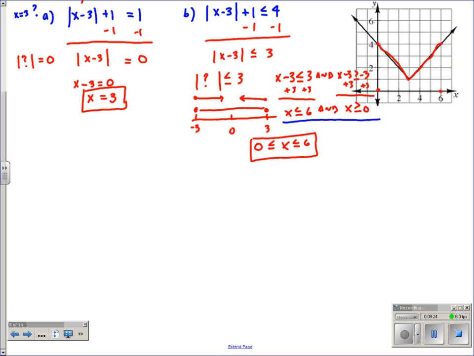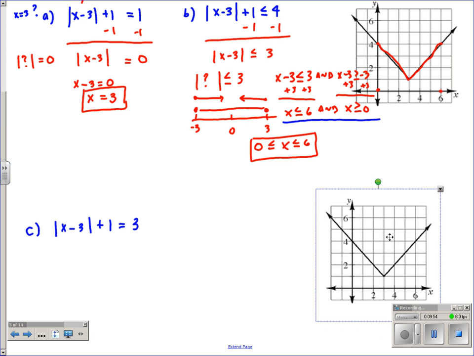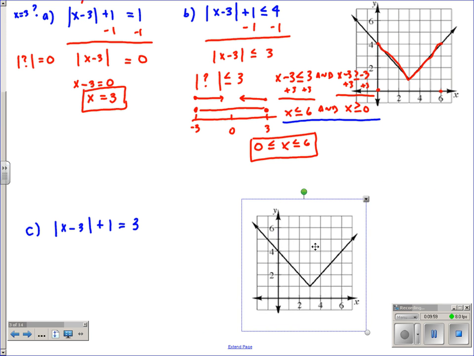Letter C. We've got the absolute value of x minus 3 plus 1 equals 3. So let's take it now here and let's put another graph in here so we don't have to reuse that same one again. I'll pop it right in there. That looks good.